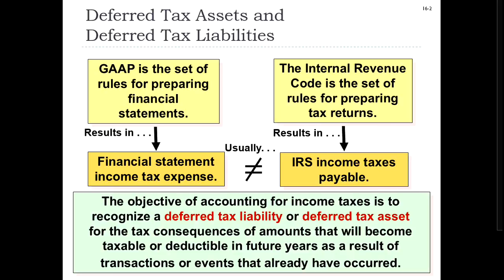Therefore, the objective of accounting for income taxes is to recognize a deferred tax liability or deferred tax asset for the tax consequences of the amounts that will become taxable or deductible in future years as a result of these transactions that have already occurred. And we'll get into that a little bit later with some more examples that I can give you.